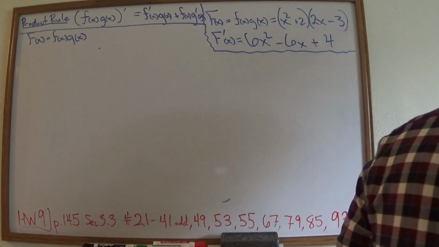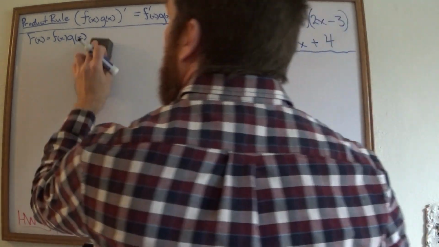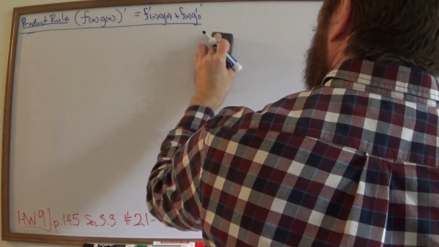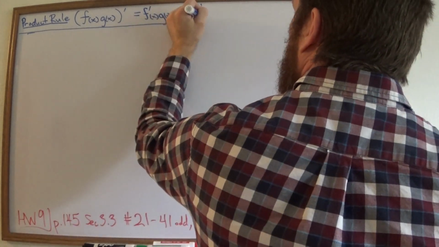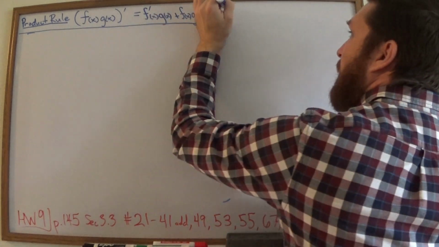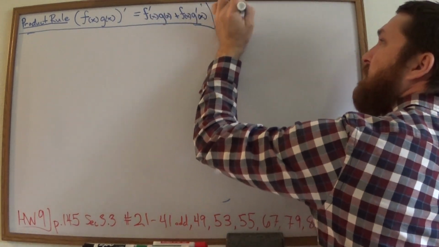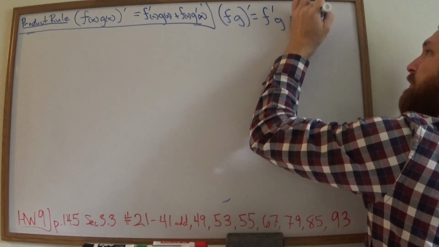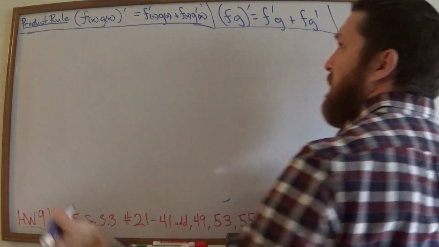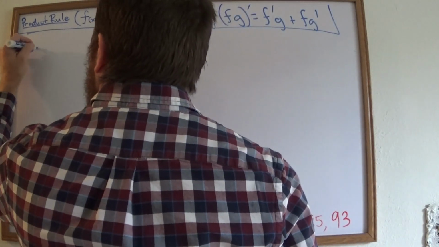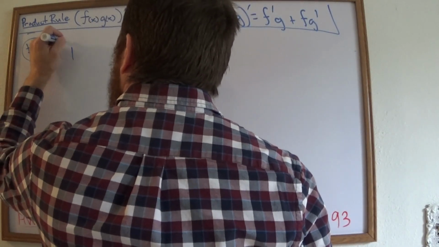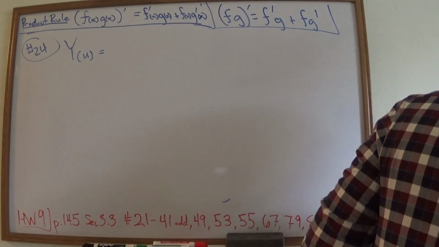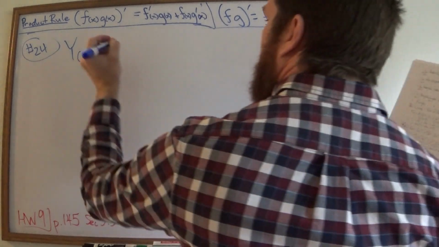Let's do an example. This is number 24. We don't need him anymore. We'll leave the product rule up there. Also write it in short notation: f times g, prime, is f prime g plus f g prime. That's how I think about it. Number 24 gives you y of u. Y as a function of u is the product of two things.